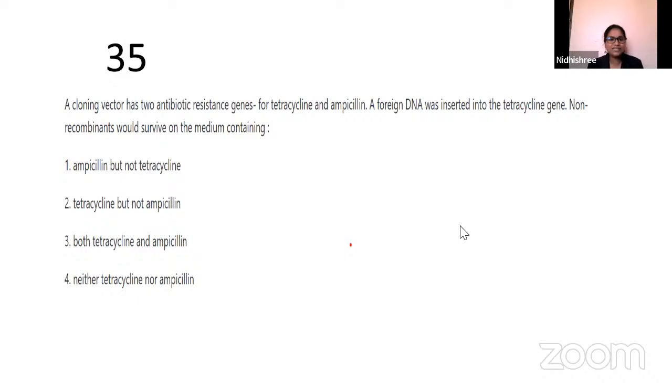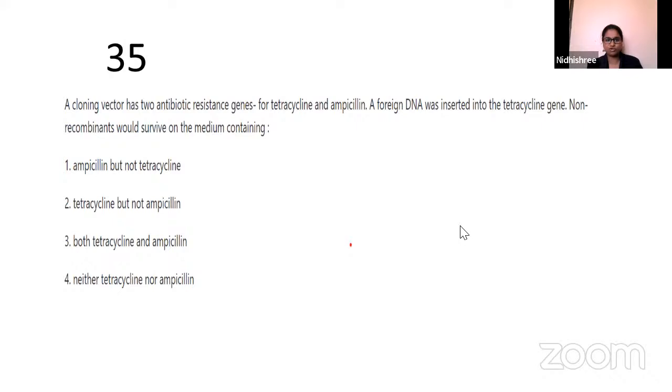Option A, ampicillin but not tetracycline. Option B, that is option 2, tetracycline but not ampicillin. Option 3, both tetracycline and ampicillin. Option 4, neither tetracycline nor ampicillin. Yes, what is the answer? Think over it and then answer. Read the question properly, think over it.